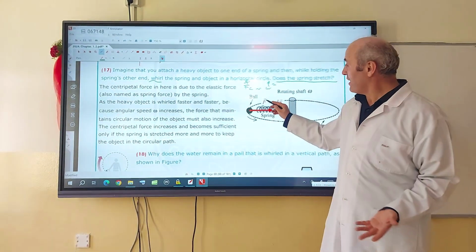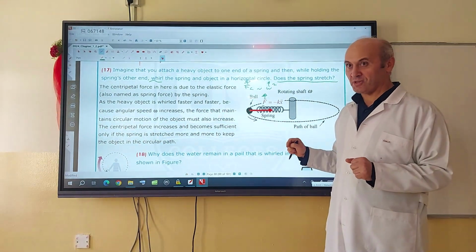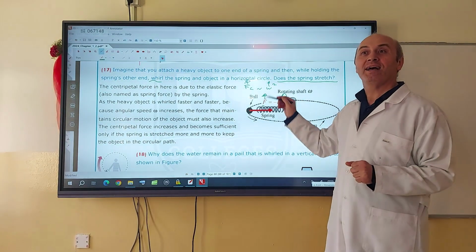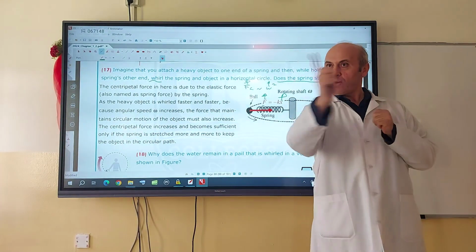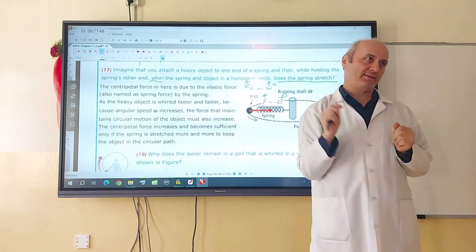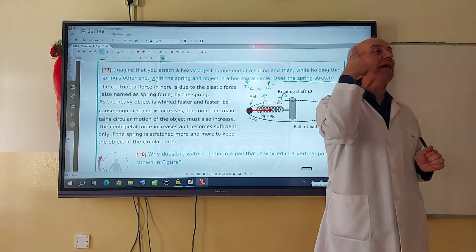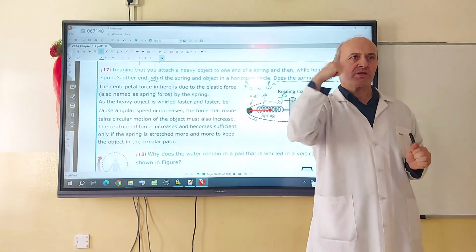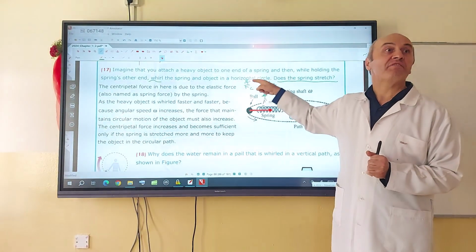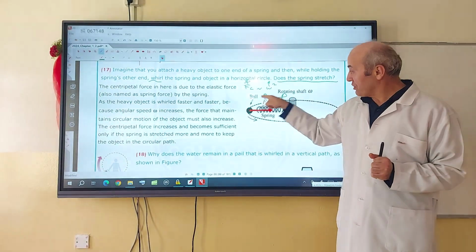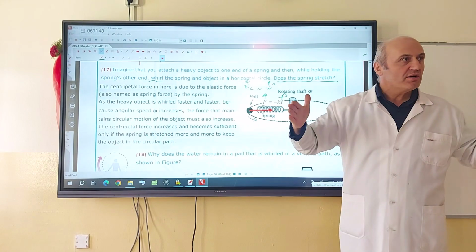Spring force. If I want this force to increase, you will learn in chapter 3 that K is constant, it doesn't change. So X must increase, yani the spring must be stretched, to keep the object again in a circular path. Yes, the spring is stretched. Why? To keep the object in a circular path. As you start rotating faster and faster, omega increases, Fc must increase. To increase Fc, X should increase, yani the spring must be stretched.